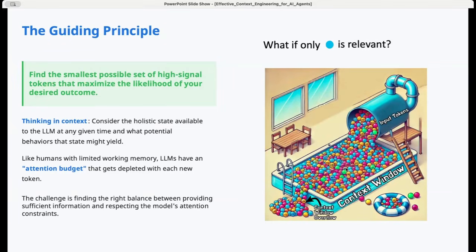So instead of serving all the noisy information, how about we figure out how to reduce the balls of irrelevance, like the red, yellow, and green, and try to keep as much as possible only the blue ball in your context to answer that one request. So the challenge is to find the right balance between providing sufficient information, what to put in this context window, and respecting the model's attention constraints and working memory limit.